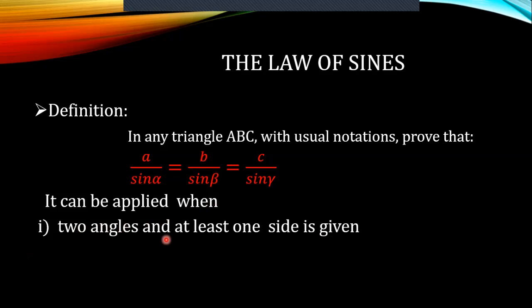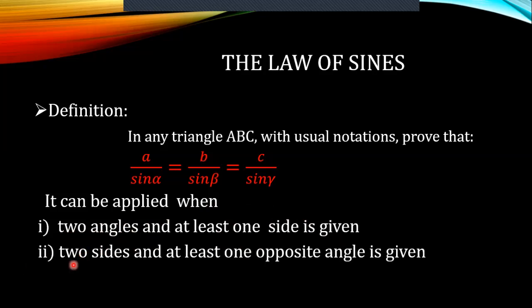When two angles and at least one side are given, because when two angles are given, you know that the sum of all the angles is equal to 180 degrees, and you can find the third angle very easily. So if one side is given, then by these given two angles and finding the third angle, you can have one complete set of information.